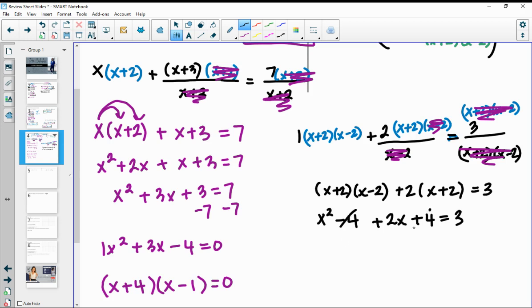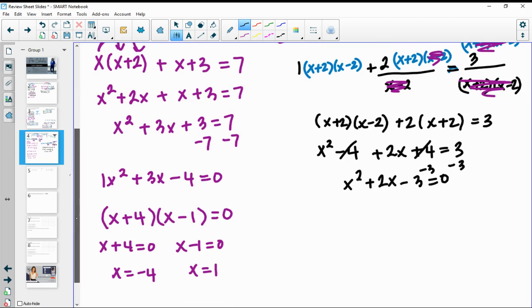So this negative 4 and positive 4 will equal 0. So we'll have x squared plus 2x. And then I'm going to subtract this 3 over as well, since I have a quadratic, and I'm going to want to factor. So I want everything on one side. So now we're going to take and factor this. So we want the factors of negative 3 that add to positive 2. So we're going to want plus 3 and minus 1.